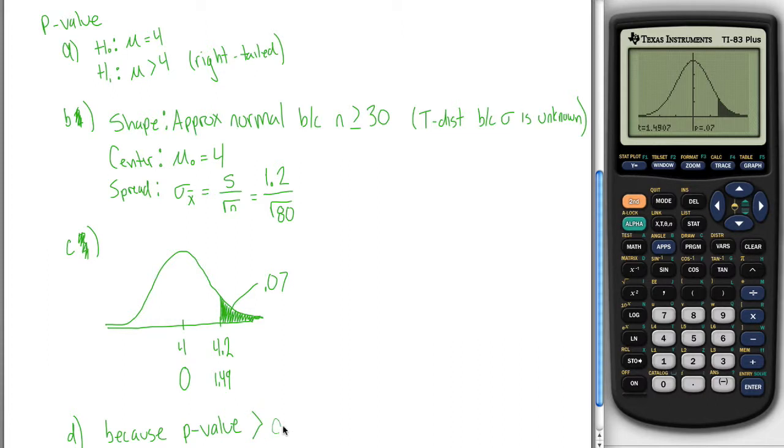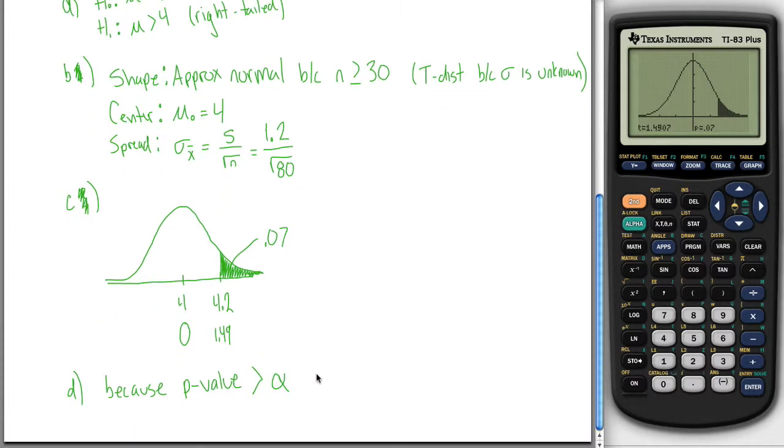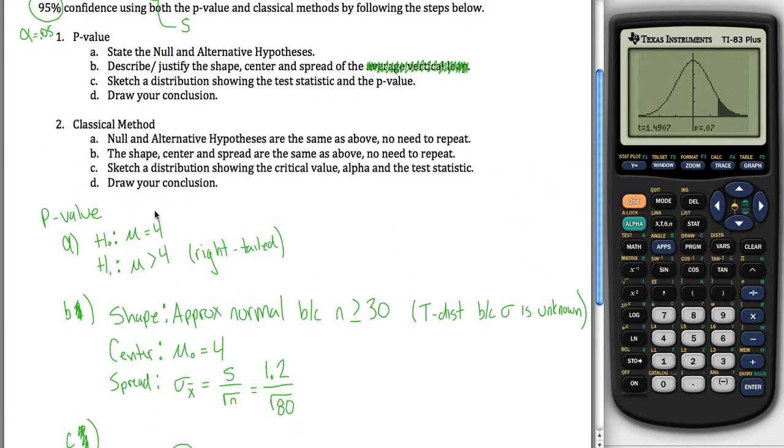Because my p-value is greater than alpha, there is not sufficient evidence to reject the null hypothesis. So we're not saying that the null hypothesis is true. We're just saying there's not enough evidence to conclude that it's false. We are not saying that my drug does not work. We're just saying there's not enough evidence to conclude that it does work.